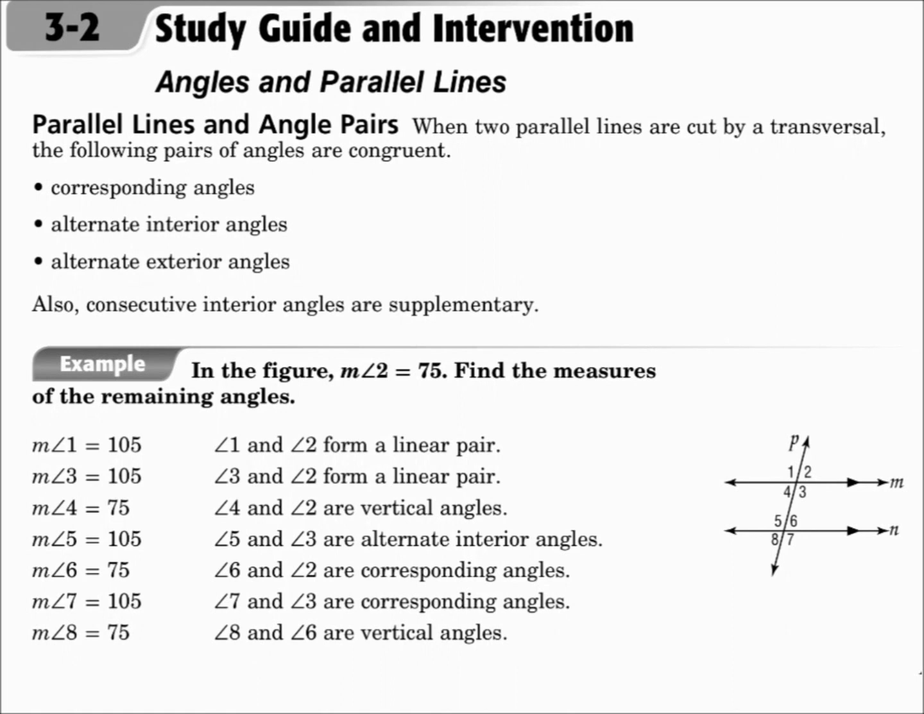So when two parallel lines are cut by a transversal, the following pairs of angles are congruent: corresponding angles, alternate interior angles, and alternate exterior angles. Also, consecutive interior angles are supplementary. So just remember, the first three pairs are congruent, so you can make their measures equal, and consecutive interior angles are supplementary, so they'll add up to 180.